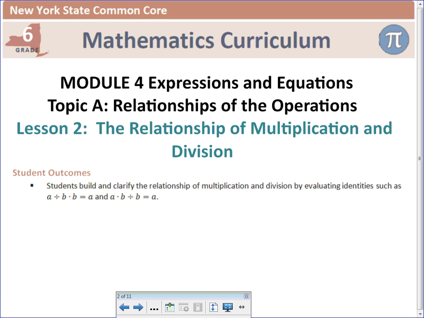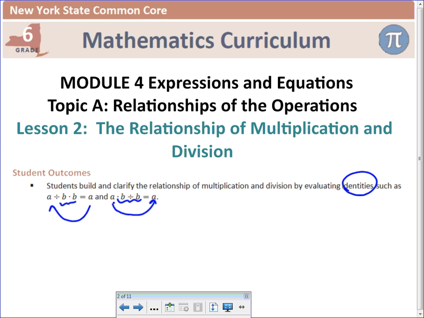Students build and clarify the relationship of multiplication and division by evaluating identities, such as A divided by B times B equals A. So when I divide and then multiply by the same number, I get back my original number. Same rules as addition and subtraction. This is when I divided then multiplied. Suppose I multiply and then divide by the same number, do I still get my identity?